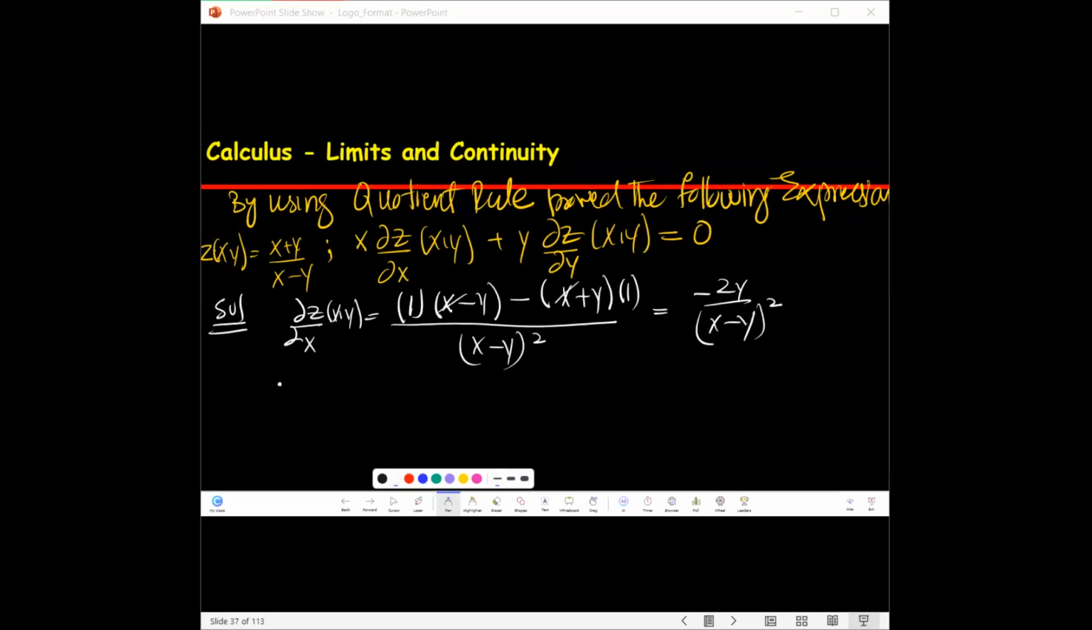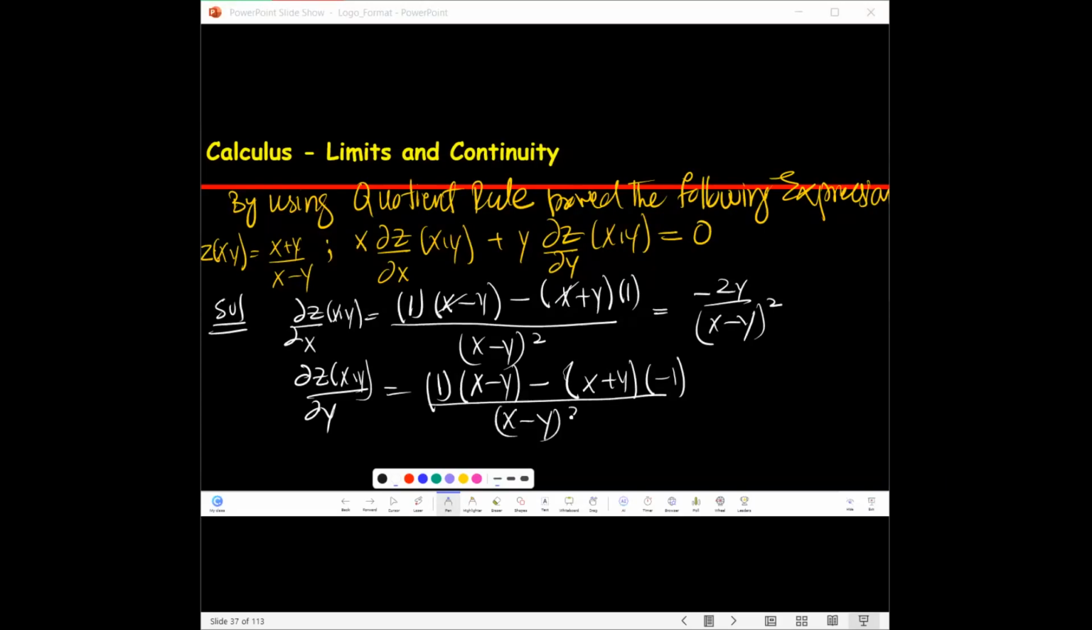If I do the same thing for my function with respect to y, it's not much different. It's going to look like this: 1, and the denominator I'm going to write as is, minus, then I write the numerator as is, and take the derivative of the denominator, which is minus 1 at this point, and then write the denominator squared.